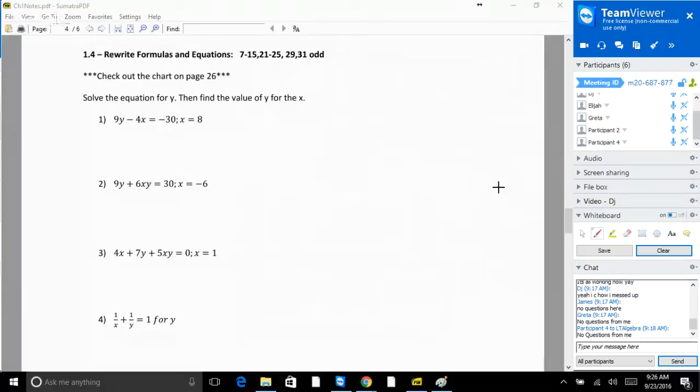So if I have 9y minus 4x equals negative 30, and I wanted to solve the equation for y, am I able to do that? Well, the answer is yes, you are. So let's work on that, all right? So I'll write it up here. 9y minus 4x equals negative 30. Okay.